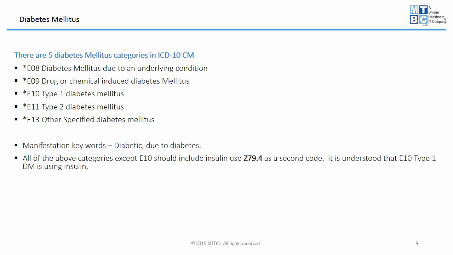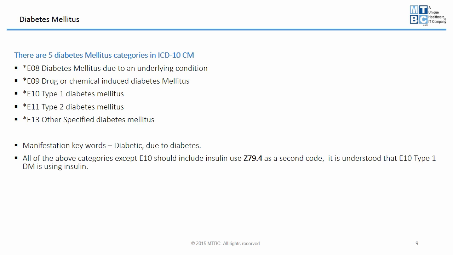Now we actually have a whole code just for type 1, which would be the E10. That already includes that 5th digit, so we don't need to have that 5th digit to explain type 1 or type 2, where before we had to in ICD-9. So ICD-10 is much more specific, so they have their own codes.